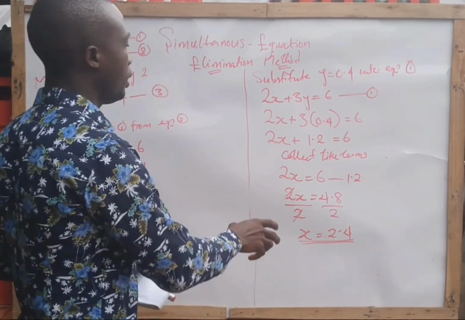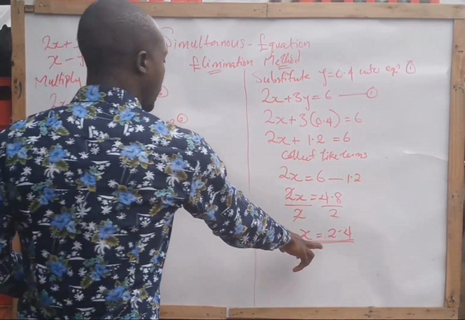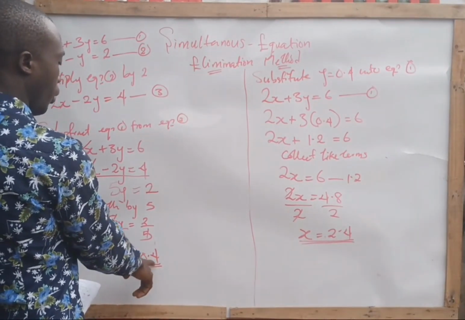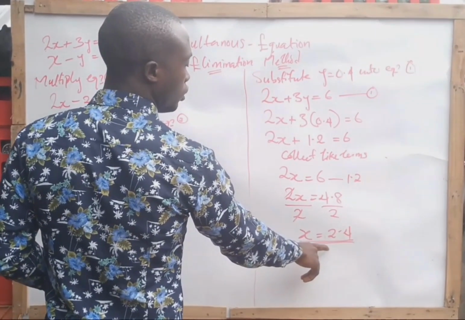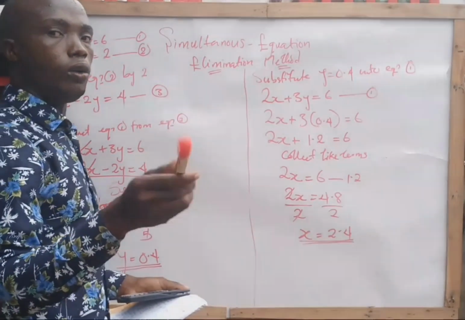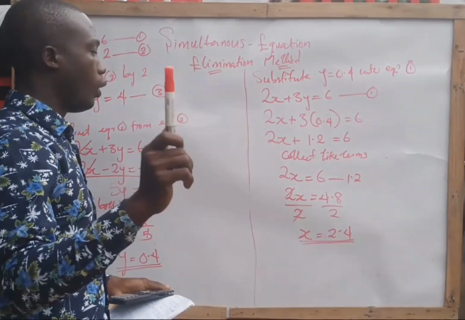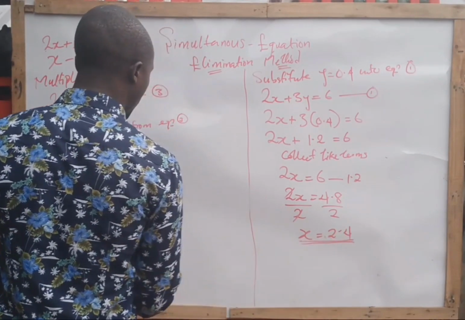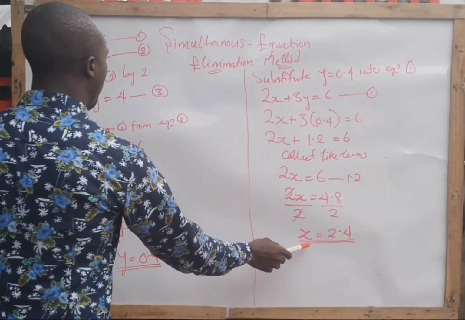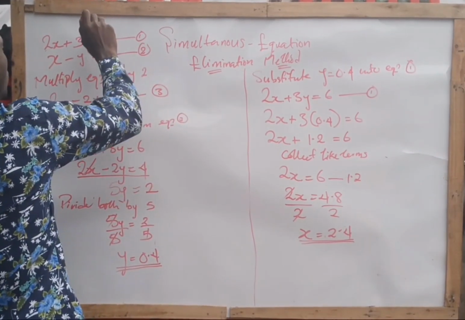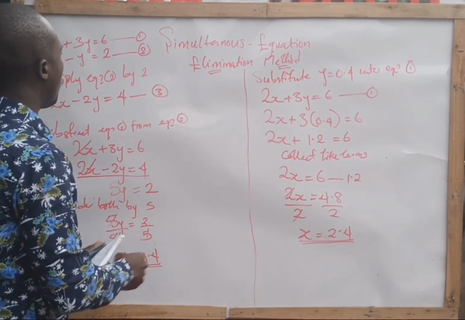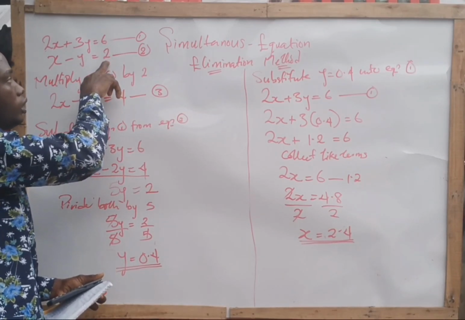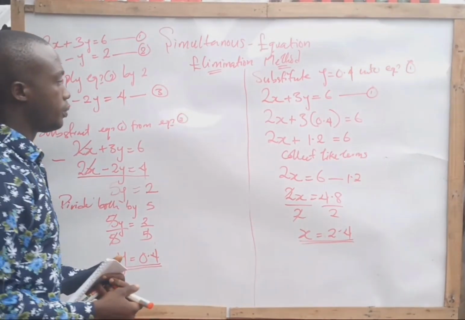Now you have gotten what? You have gotten x. You've gotten your y as what? Y is 0.4. X is what? X is 2.4. Now, how can you check if your answer is correct? When you carry this x and y, and substitute into equation 1 and 2, you will get, for equation 1 you will get 6. For equation 2 you will get 2.